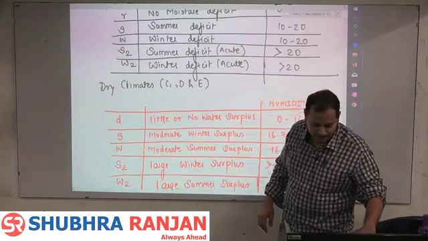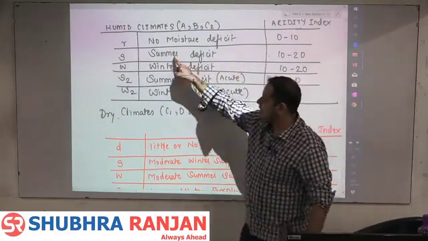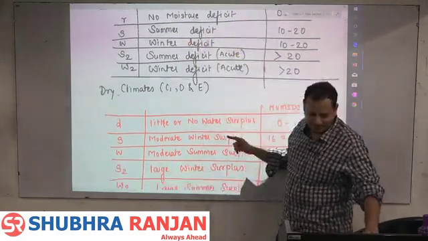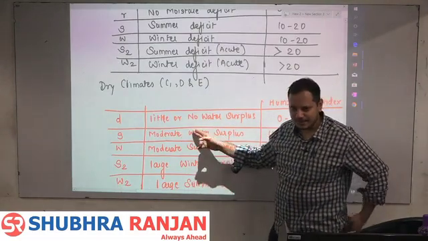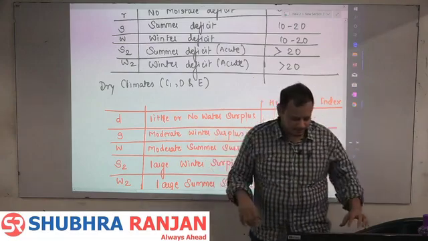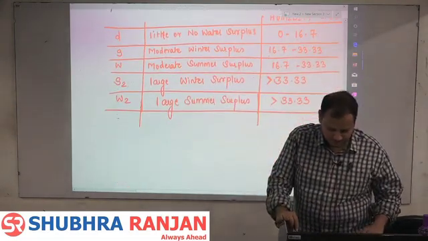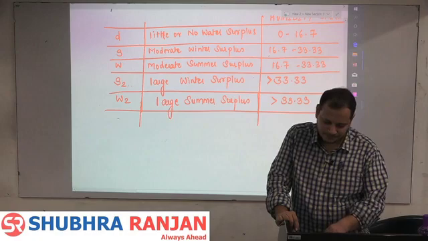See, deficit में S is summer deficit. यहाँ पे moderate winter surplus. मतलब summer deficit ही है, winter में surplus है पानी. Fine. Next.